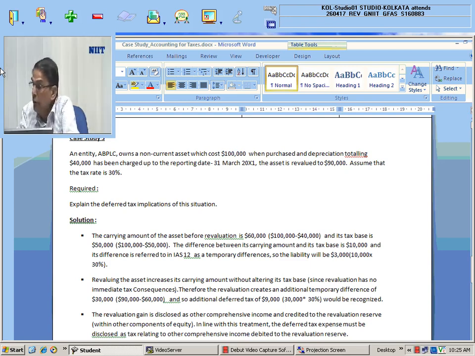So we'll have to create a deferred tax liability in respect of additional deferred tax liability of 9,000 has to be recognized. Since revaluation gain is disclosed as other comprehensive income and credited to the revaluation reserve account, in line with this treatment, the deferred tax expense must be disclosed as tax relating to other comprehensive income, which will be debited to the revaluation reserve. So any question on this solution? If it is not clear, then you can ask me.